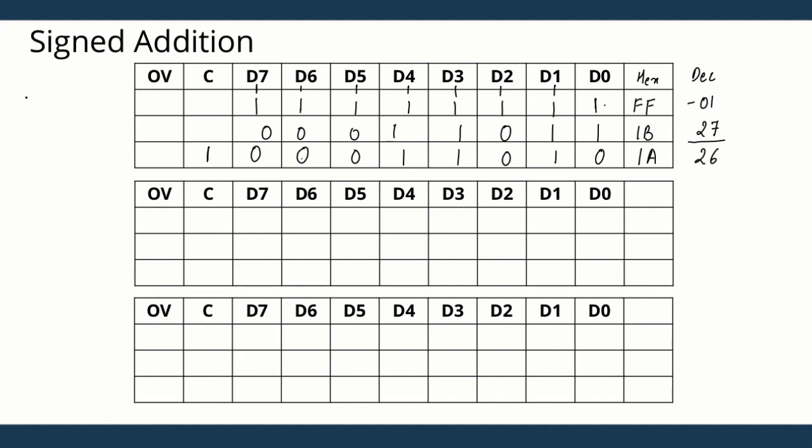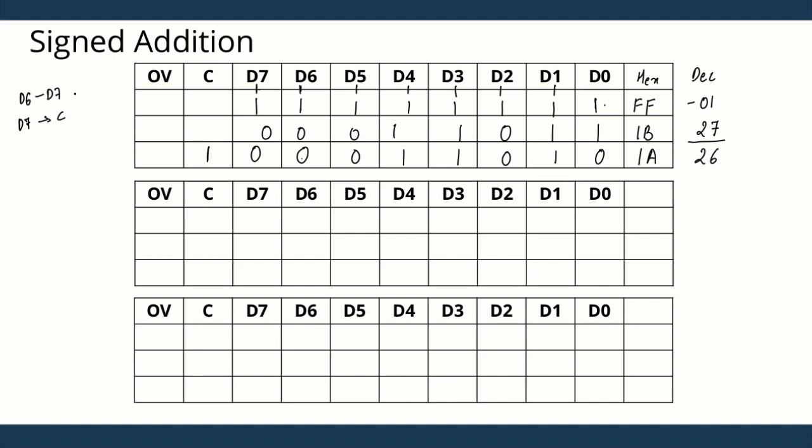Now try to understand, there was a carry from D6 to D7, right? When I did it over here, there was a carry. So 1 plus 1 is 0. So there you can see a carry. And finally, you can see from D7, there is also a carry. So from D7 also there is a carry.